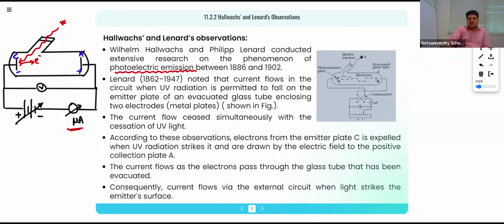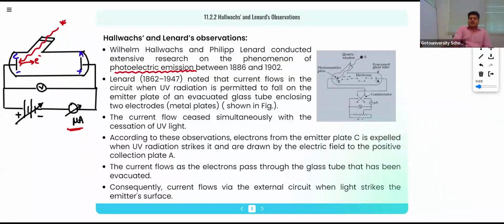According to this observation, electrons from emitter plate C are expelled when UV radiation strikes it and are drawn by the electric field to the positive collection plate A. The current flows as electrons pass through the glass tube that had been evacuated. Consequently, current flows via the external circuit when light strikes the emitter surface.